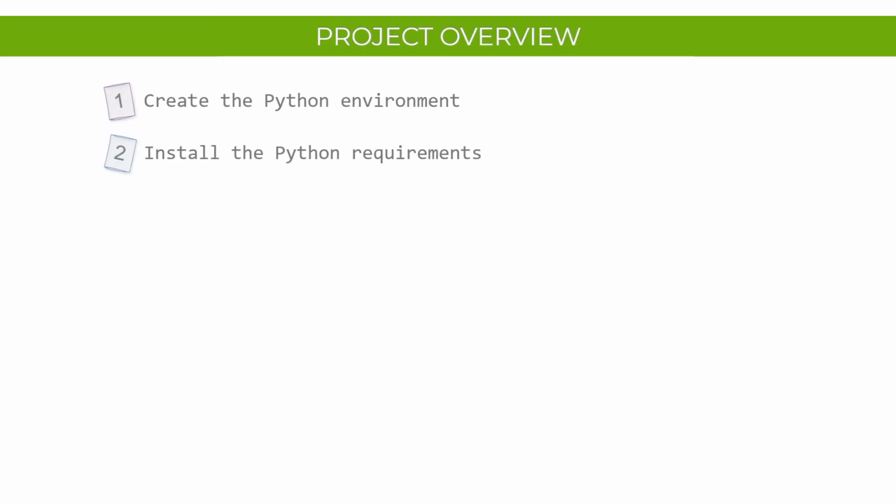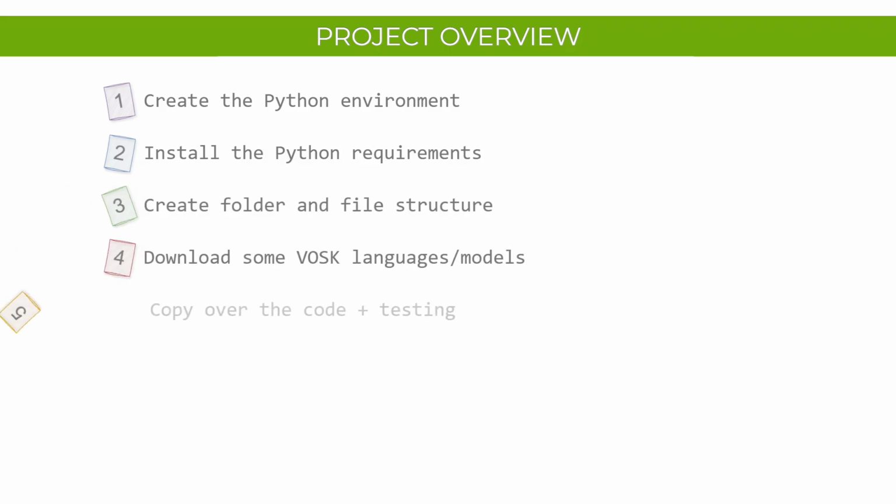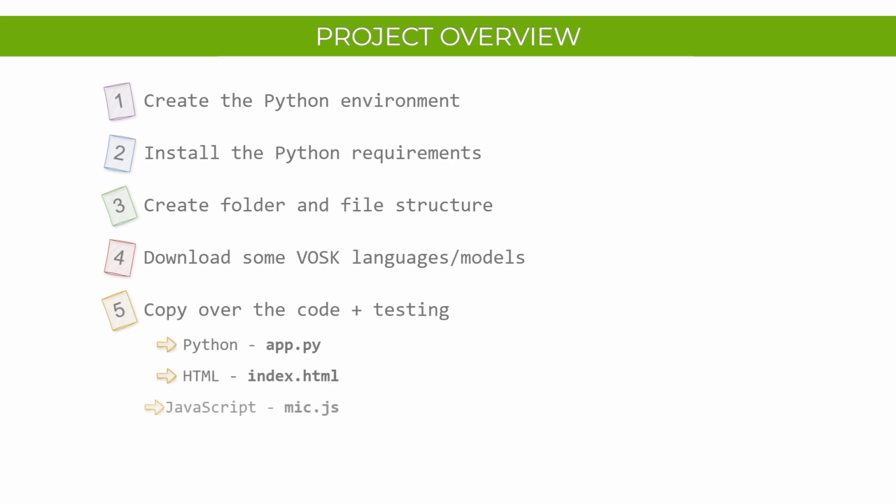Firstly, we'll set up the Python environment and install the Python requirements for the project. Next, we'll create the project folder and file structure. Then we'll download some Vosk language models. We'll start copying over code, and with each step, we'll test the app in the browser. We'll be inserting code to 4 files: app.py, index.html, mic.js and mic.css.